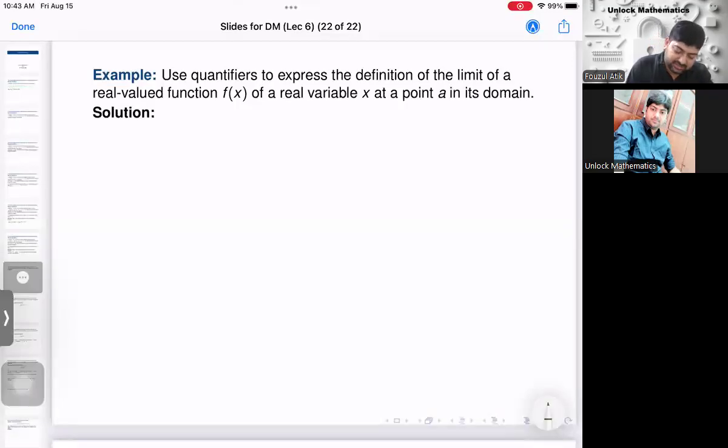So here the question is, we all know how you write the limit. Limit of x tending to a of f(x) is equal to L. Suppose the limit exists. Then how do you define it mathematically? Mathematically, it will say that for every real number epsilon greater than 0, there exists a real number delta greater than 0 such that mod of f(x) minus L is less than epsilon whenever mod of x minus a is less than delta. So this is the mathematical definition.